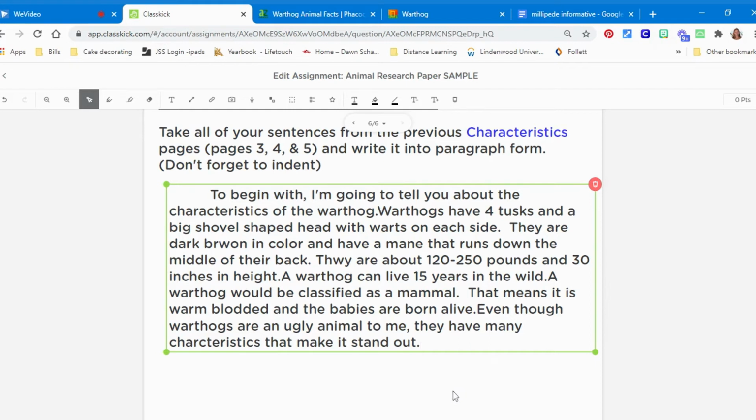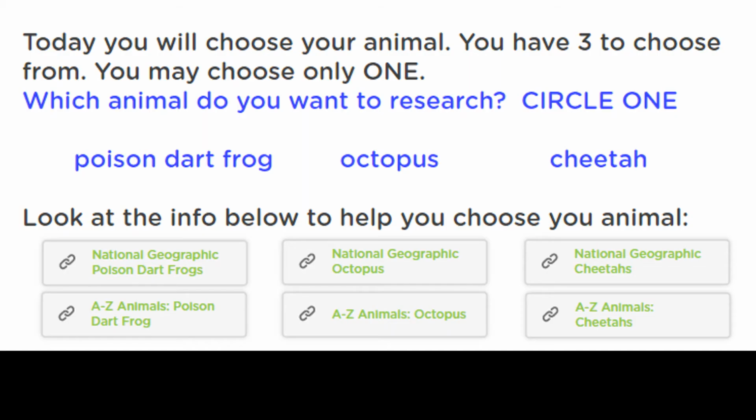Now it's your turn to go write your paragraph. Make sure you choose one of the 3 animals on slide 1.